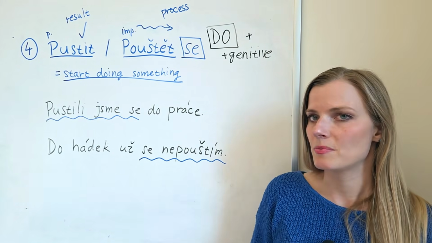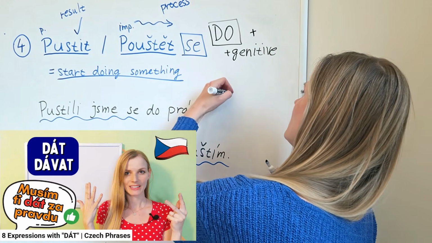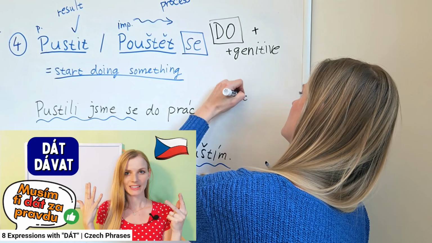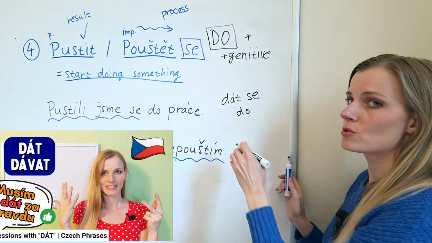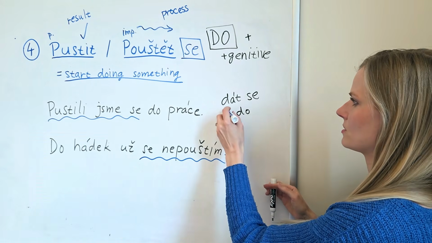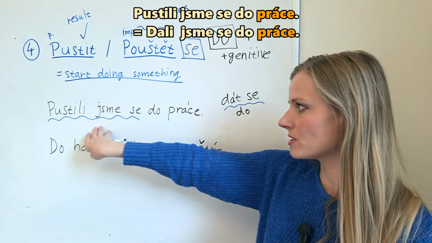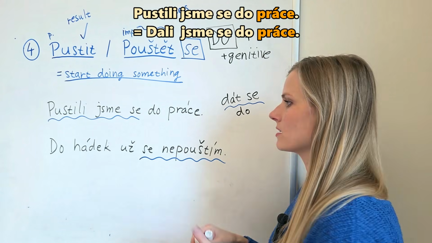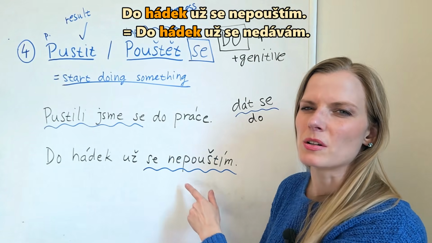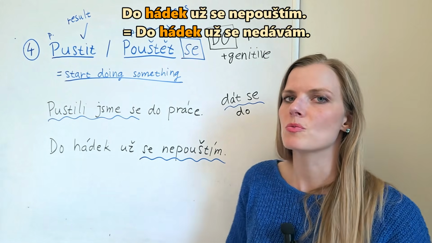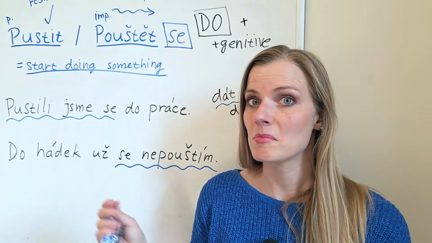There is another verb that works exactly like this, and I covered it last year. That is dát se. Dát se do něčeho. It works exactly like that. Dát means to give. Dát se is a specific phrase. So you can replace it with this verb. Dali jsme se do práce. We started working. Do hádek už se nedávám. It sounds better with this verb. Dát se is used more in this perfective form. So remember this construction. It may come in handy.